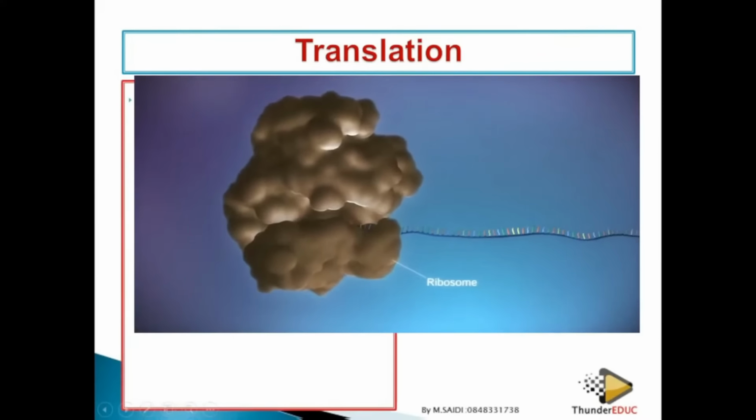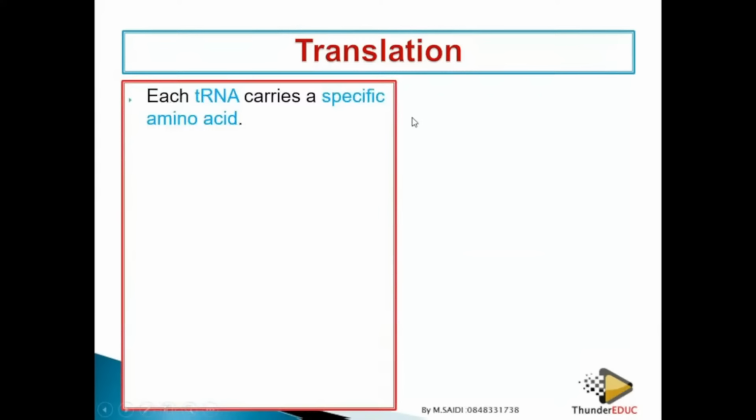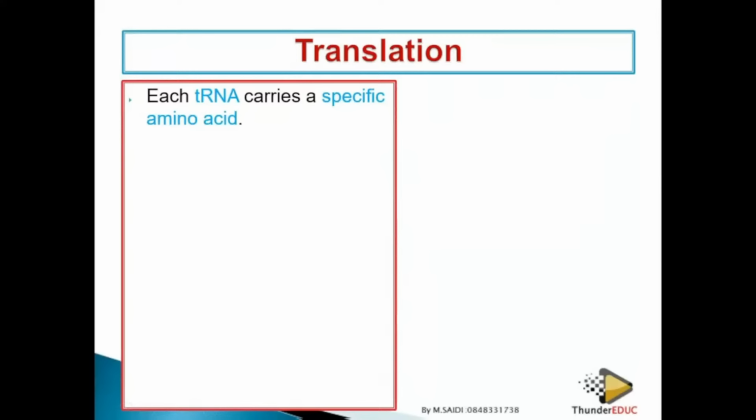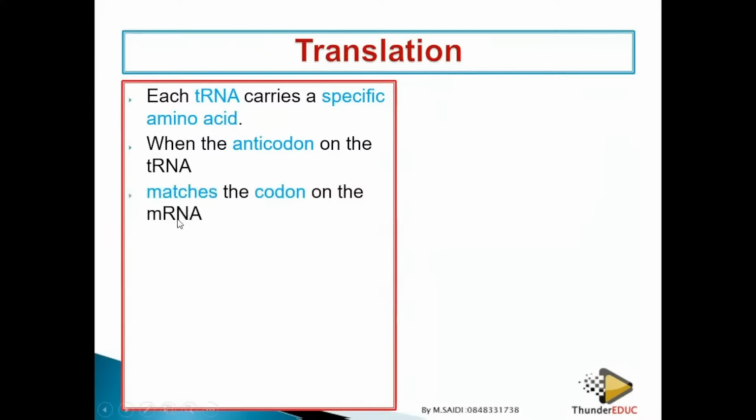Number one, what you say is each transfer RNA carries a specific amino acid. It means that it has 3 bases. These 3 bases code for a specific amino acid. These bases are called anticodons. The anticodons on the transfer RNA, those 3 bases, match the codons on the messenger.